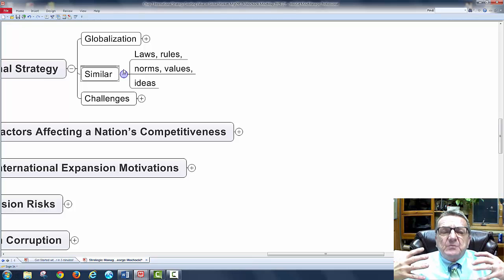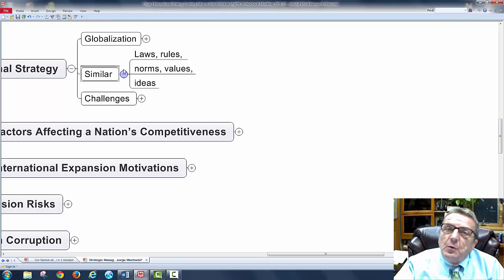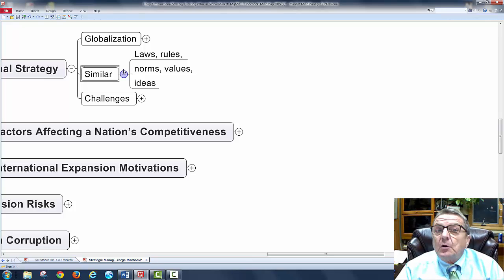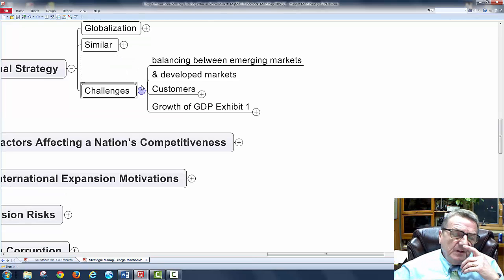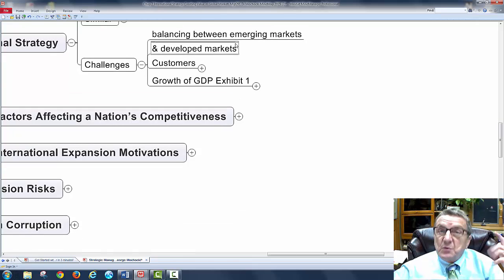Those are all strategic plans that may work domestically, but it still carries over to the global market, okay? Because certain markets are very similar to our own in the U.S. Okay, what are some of the challenges? Balancing between emerging markets, I mean new markets coming up.